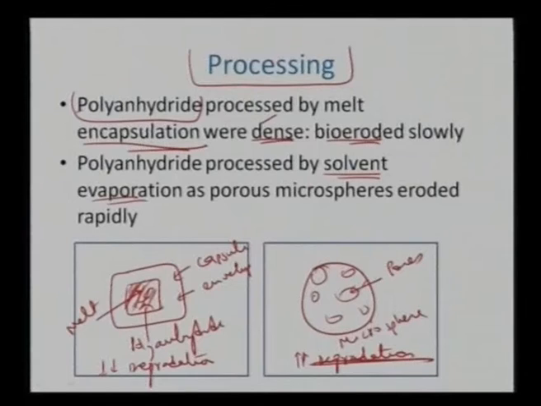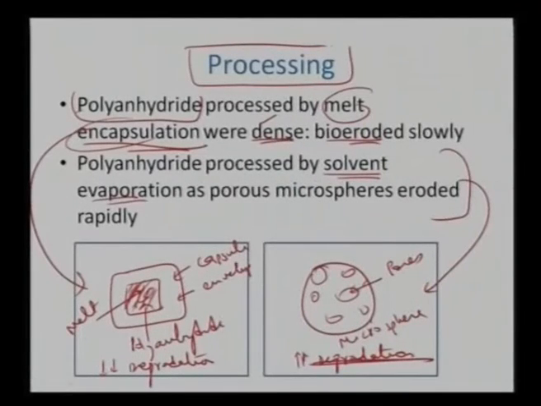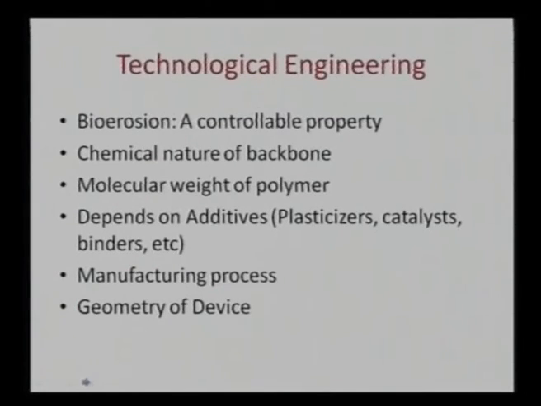So we have polyanhydride which is processed by melt encapsulation, it is much more resistant to degradation, whereas by solvent evaporation it is much more prone to degradation, because it has a very large number of pores and it is very loosely packed or a very less dense material. So that part we can attain from the different processing routes. So by altering the processing route, we can again change the overall degradation of a particular material. So from the overall technological engineering, we can say that bioerosion is not an inherent property, it is a controllable property. That part we can understand from this particular lecture.